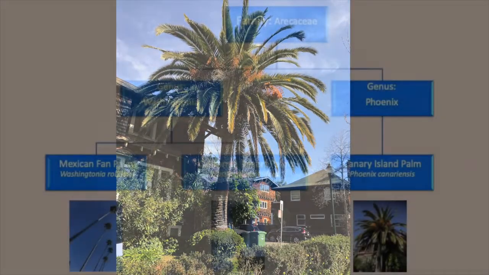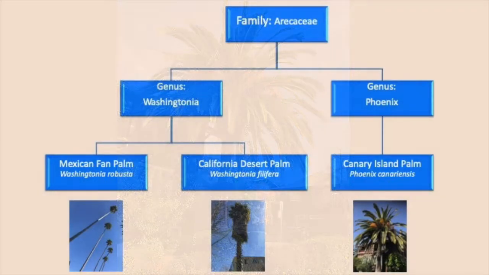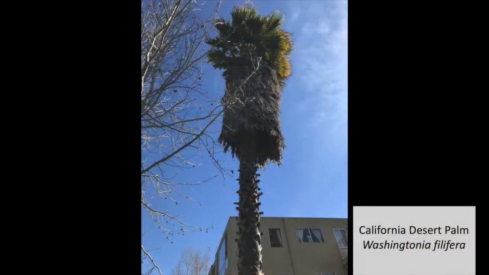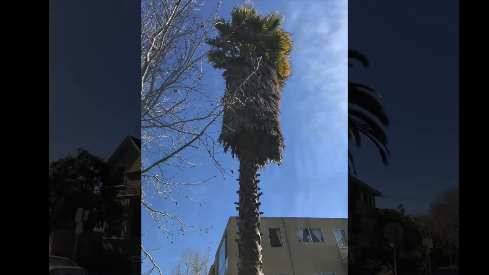There are two kinds of fan palms commonly found in Berkeley: the Mexican fan palm and the California desert palm. The scientific name for the Mexican fan palm is Washingtonia robusta. The California desert palm is Washingtonia foliifera. Foliifera is the only palm native to California.